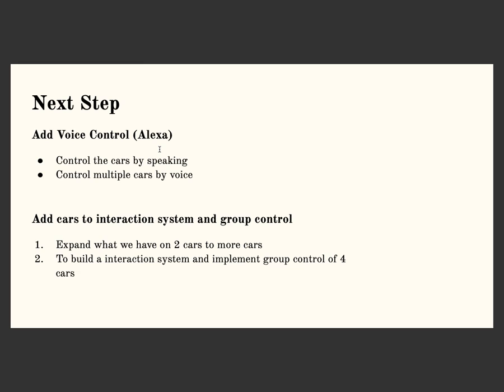Also, we want to expand what we have realized on the 2-car system to more cars. We want to build an interaction system and implement a group control of at least 4 cars by the end of this quarter. Yeah, and that is it. Any questions?